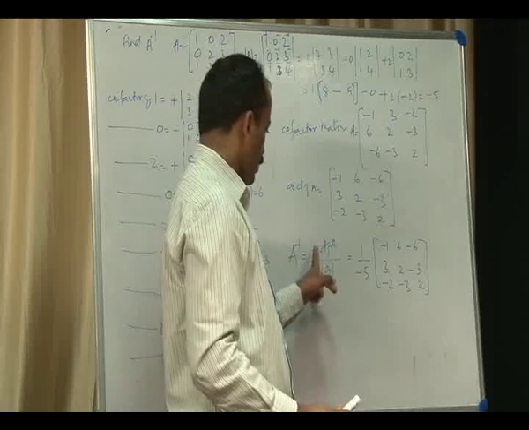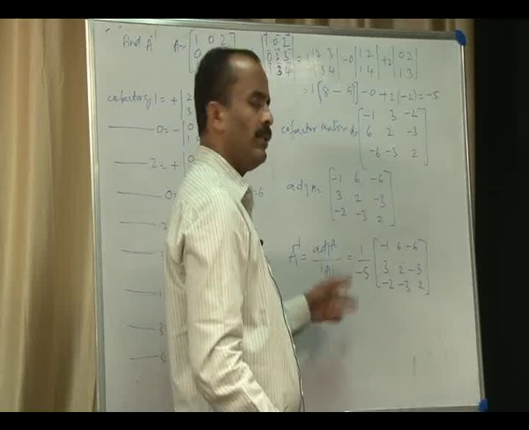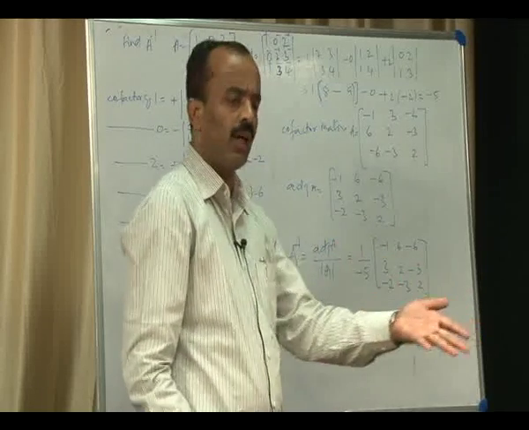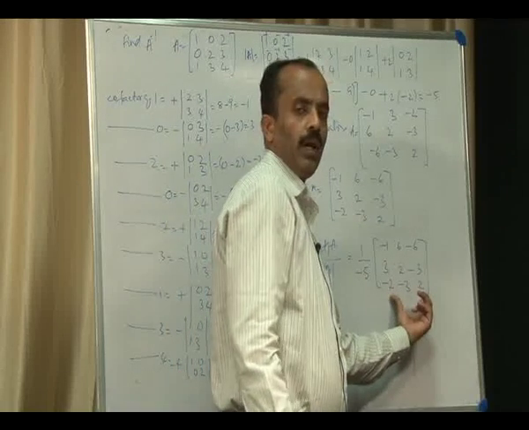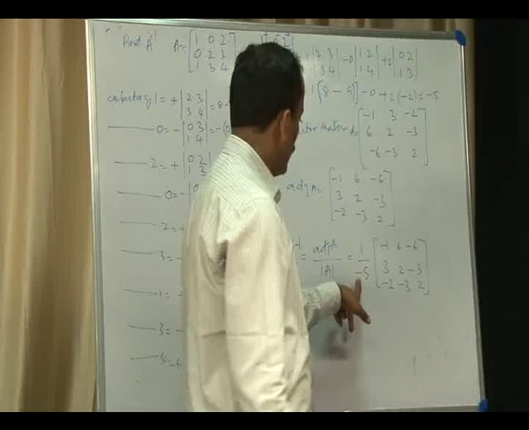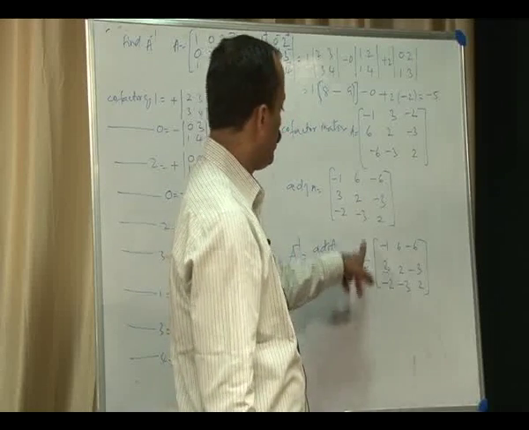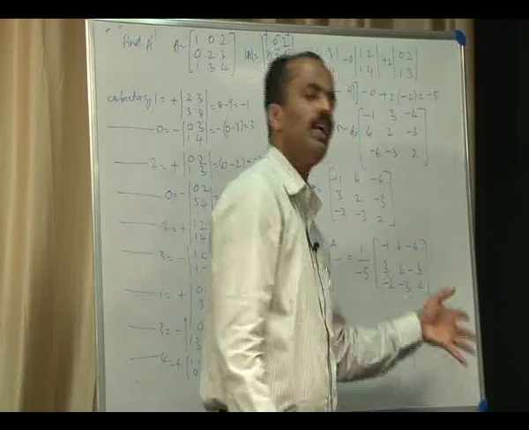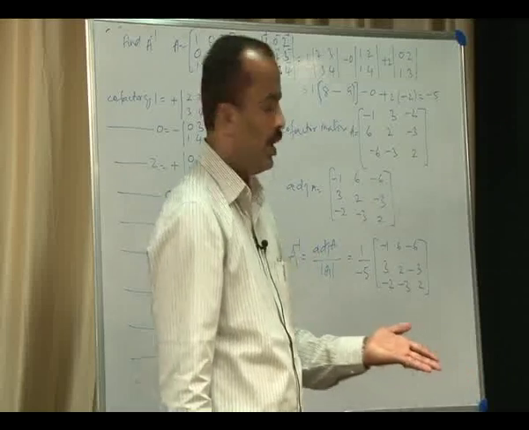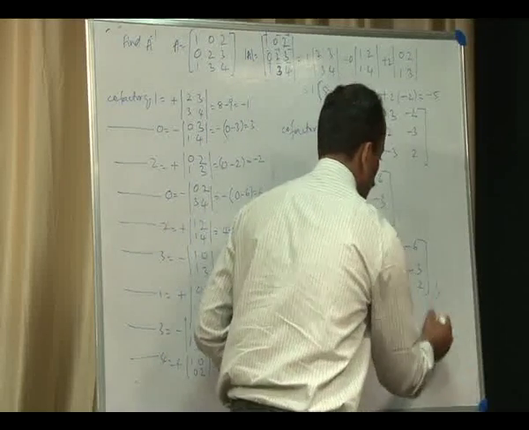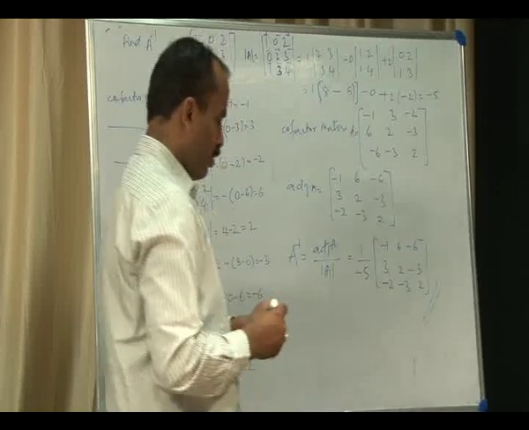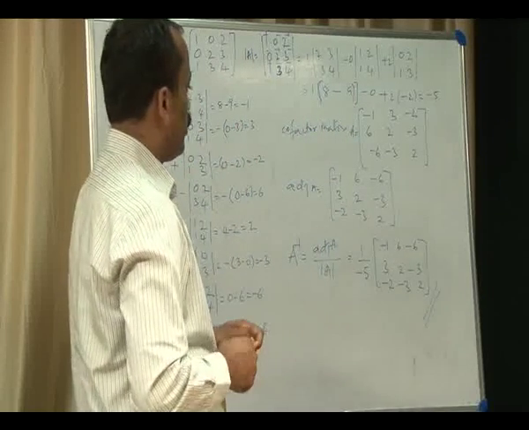See, adjoint A by determinant A is nothing but 1 over determinant A into adjoint A, both are same, that is why I wrote 1 over minus 5 into adjoint of a matrix, or we can multiply 1 over minus 5 with each and every element in the matrix, both are same. I think this is sufficient. A inverse is equal to adjoint A by determinant A.